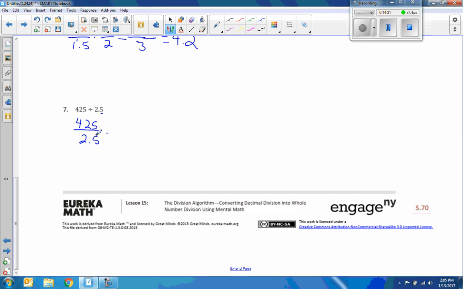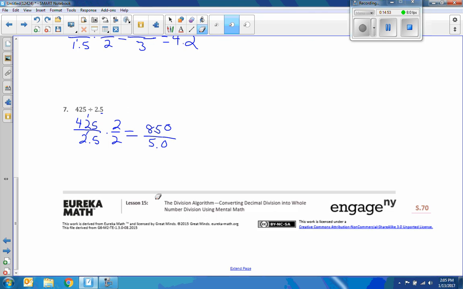Since I have a half, 0.5, I multiply by 2 to get 1. 5 times 2 is 10, carry the 1. 2 times 2 is 4, plus 1 is 5. 2 times 4 is 8. So I get 850. 2 times 5 is 10, carry the 1. 2 times 2 is 4, plus 1 is 5, and do not forget that decimal.